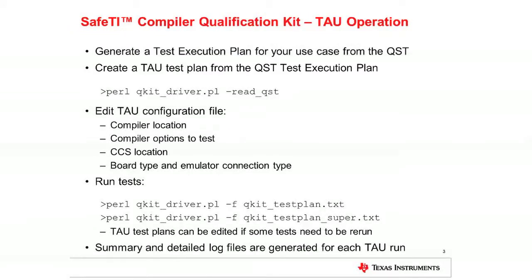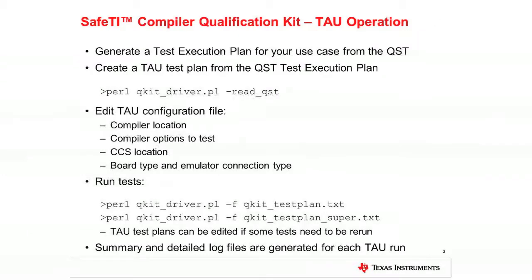There are several steps involved in the operation of the TAU. First, you must generate a test execution plan for your use case from the Qualification Support Tool. You then convert the test execution plan into a TAU test plan by invoking a Perl script that is included with the kit. The next step involves editing a TAU configuration file. In this file, you will list your compiler location, which compiler options represent your use case, where Code Composer Studio is located, and your board and emulator connection type.